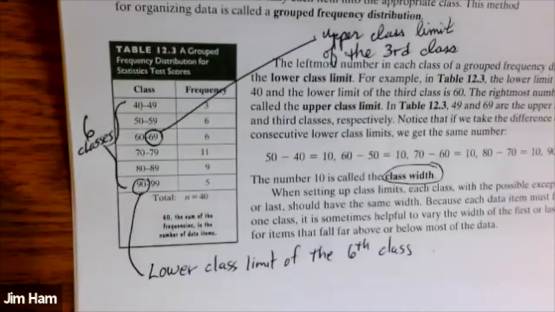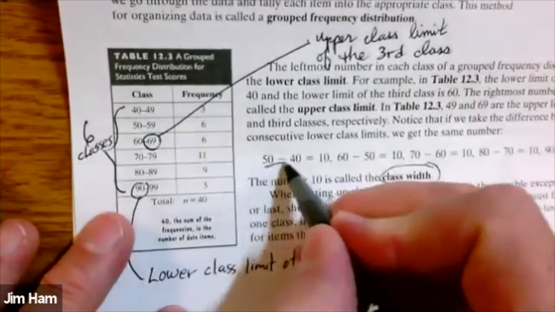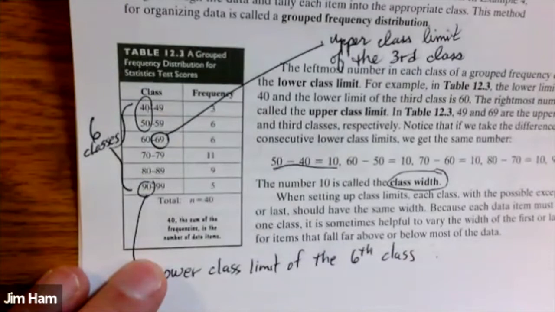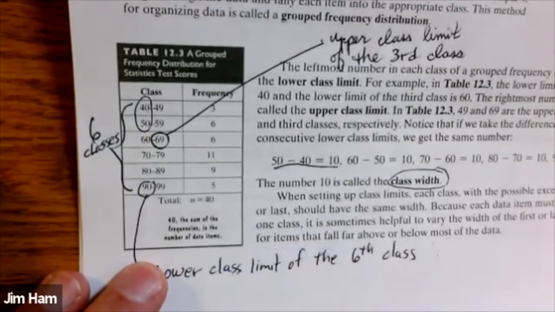Now, it's interesting how we do this. The way that we calculate the class width is, you can see here, we subtract not 49 minus 40 to get 9, but rather we subtract the lower class limits of two consecutive classes. So what we're going to do is take 50 minus 40, or 60 minus 50, or 70 minus 60, and so on. All of those will give you tens, and you'll have the same class width. Okay, let's do an example. See if you understand what we're doing here.